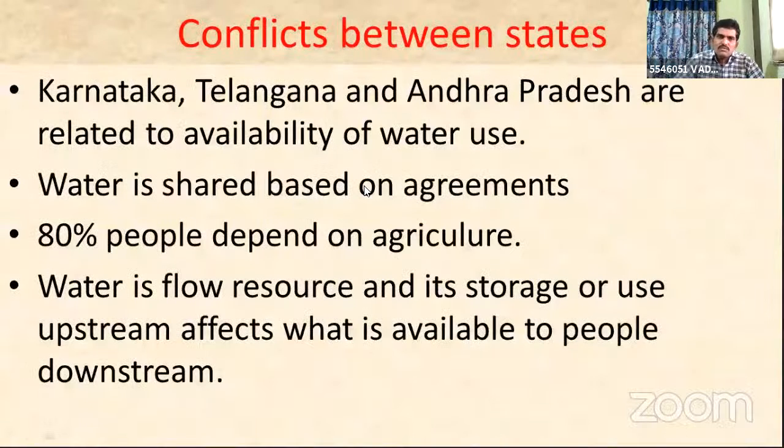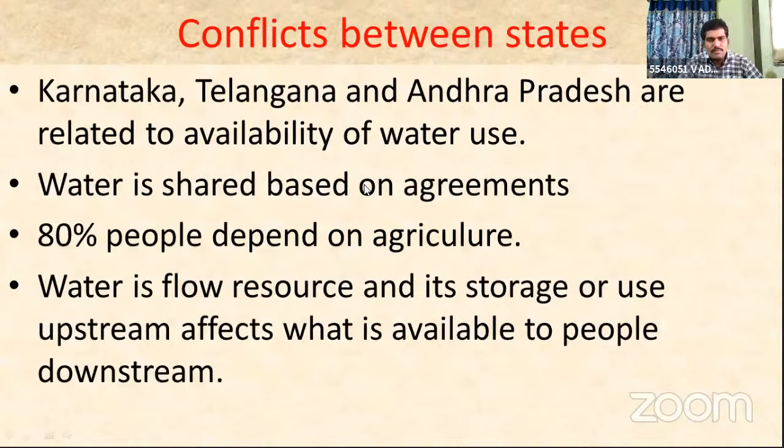So, conflicts between states. We have conflict among Karnataka, Telangana, Andhra Pradesh. It is a conflict related to the availability of water for use. Which state has to use more water and which state has to use less water? Who uses water first and who uses water next? So here is a conflict. Water is shared based on the agreements. We have an agreement with Karnataka on the Tungabhadra basin.